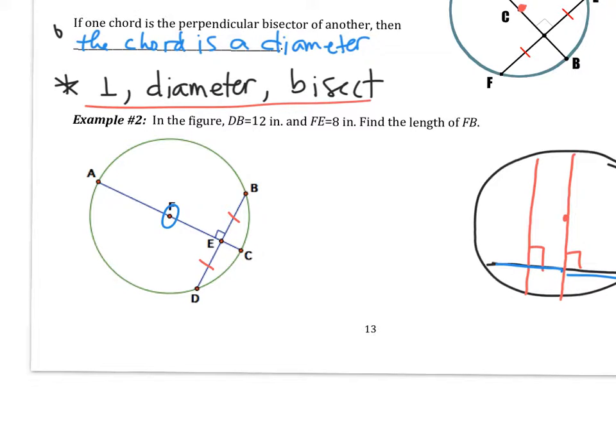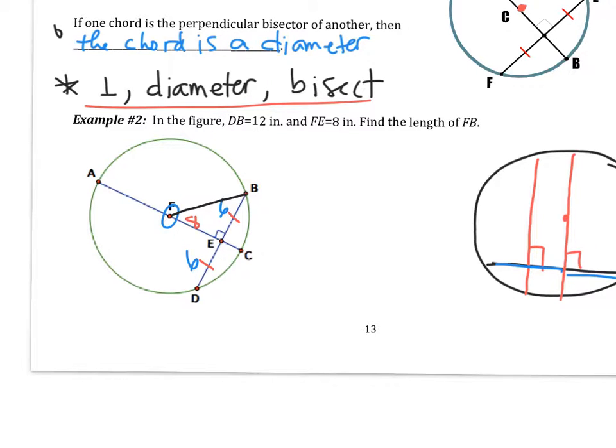All right, so it says that DB is equal to 12. Well, if DB is equal to 12, what's DE? What's EB? Okay. FE is equal to 8. Find the length of FB. They want us to find this length. Ideas.